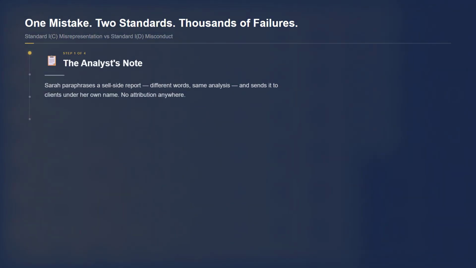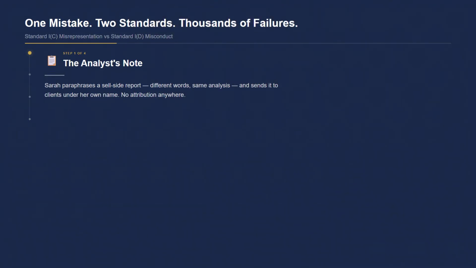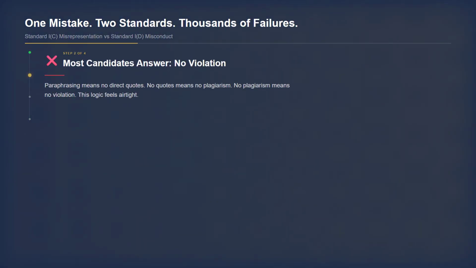An analyst paraphrases a sell-side research report. No direct quotes. Her own words throughout. She sends the note to clients with her name at the top. Did she just violate CFA standards? Most candidates say no. The exam says yes.